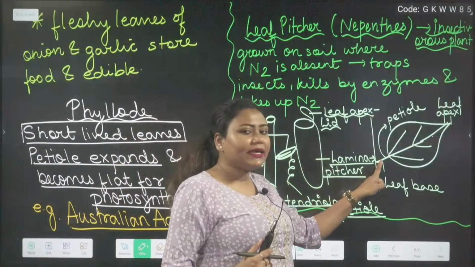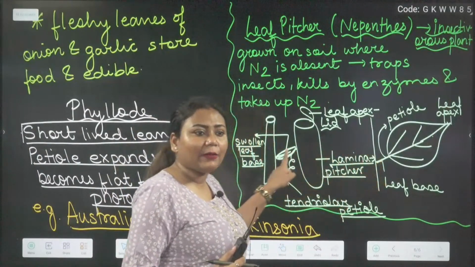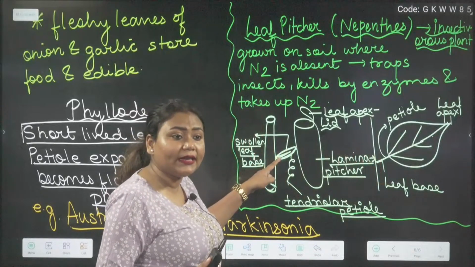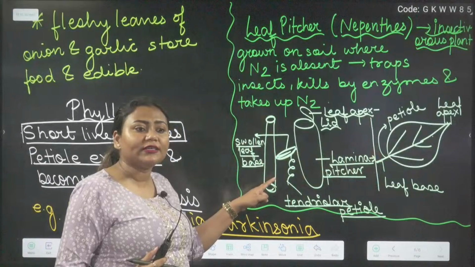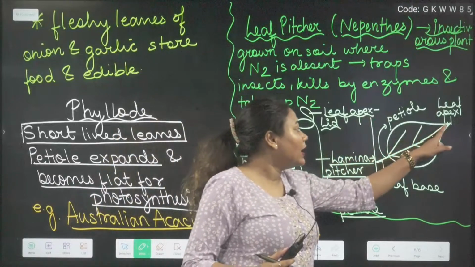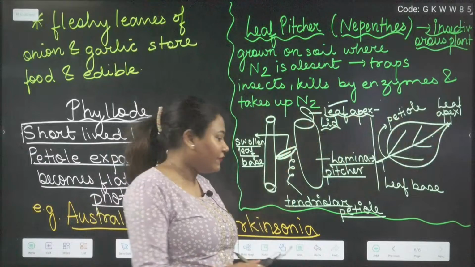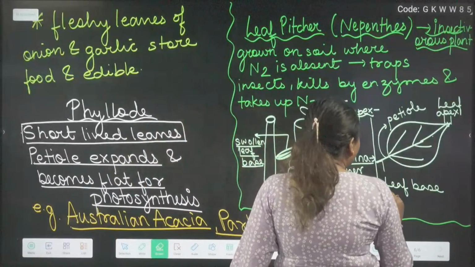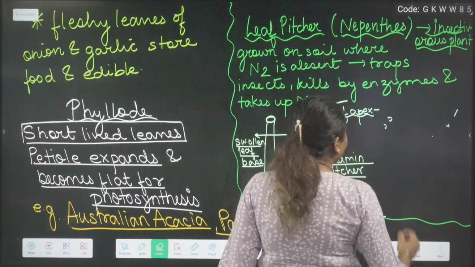Okay, normally this is the leaf base. And what is this? This is the swollen leaf base. This is your petiole, but which type of petiole is it? Tendrillar petiole. This is your leaf apex. Here the leaf apex is the cover. Am I clear to everyone? Now I am drawing the normal leaf diagram. It was just to show you.